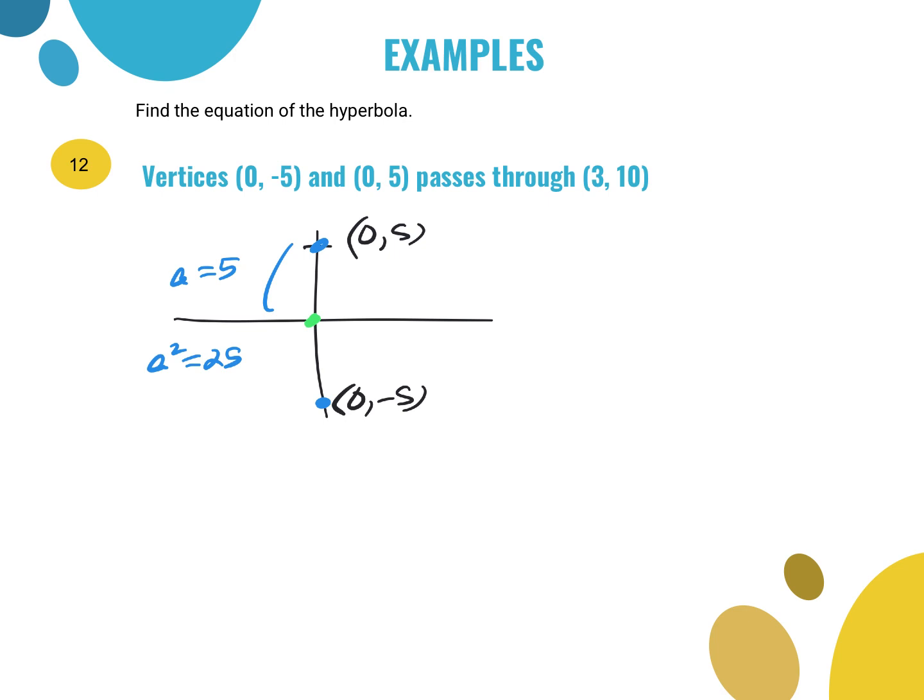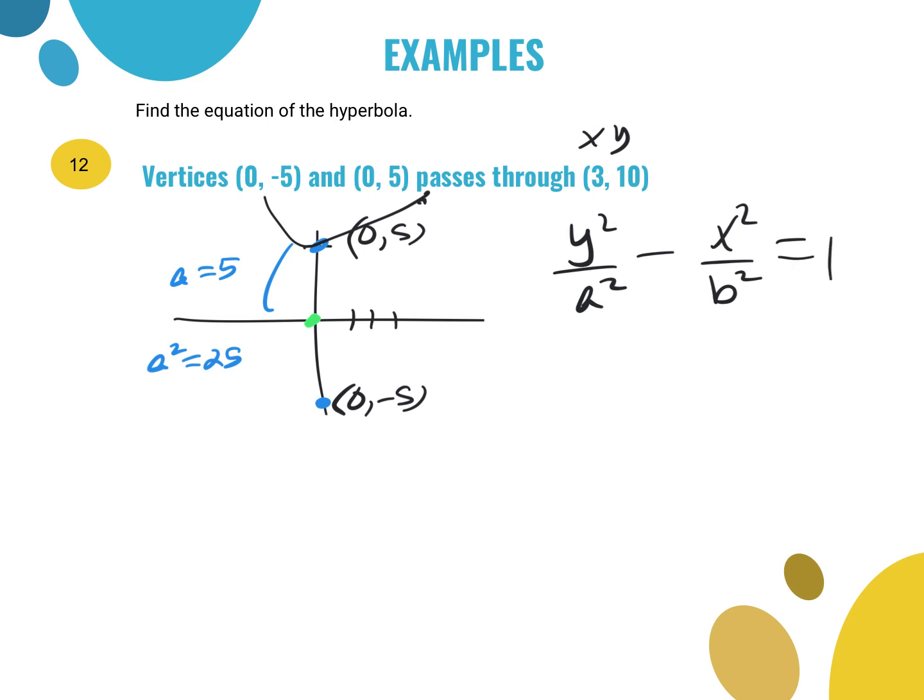Now this time it's passing through the ordered pair (3, 10). So 1, 2, 3, and then it's way up here. So you can already see your hyperbola is going like this. Your ordered pair is your x and your y. So because it's transversing the y-axis, I'm going to be filling in y squared over a squared minus x squared over b squared equals 1. So again, I'm going to plug in this ordered pair for x and y.